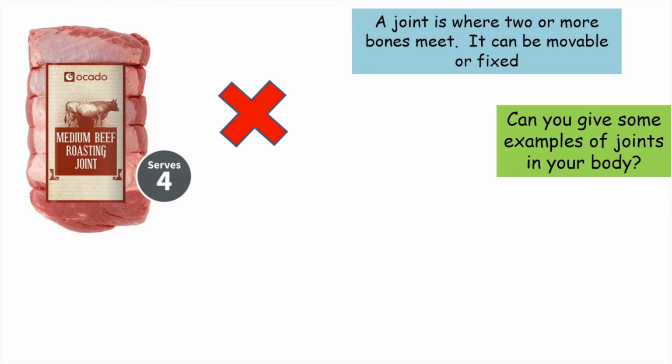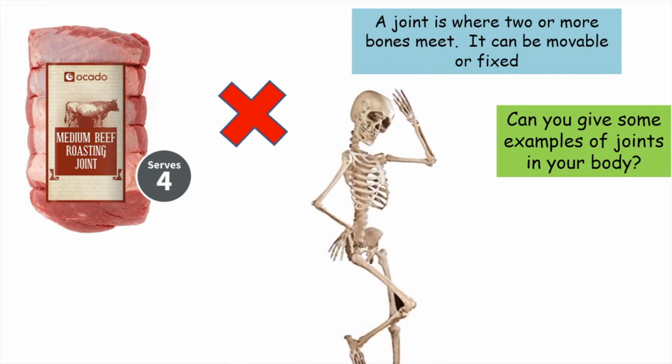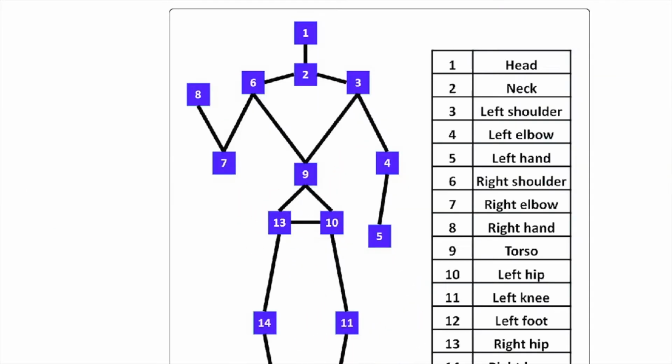Can you give some examples of joints in your body? So you can stand in front of a mirror, have a quick look. Where would you say there are joints in your body? Okay, on this slide on your screen, you can see the location of different joints in the body. And hopefully you were able to pinpoint some of them.